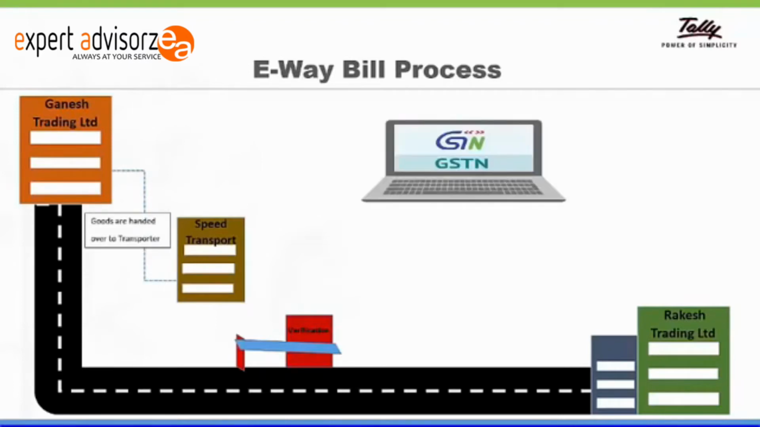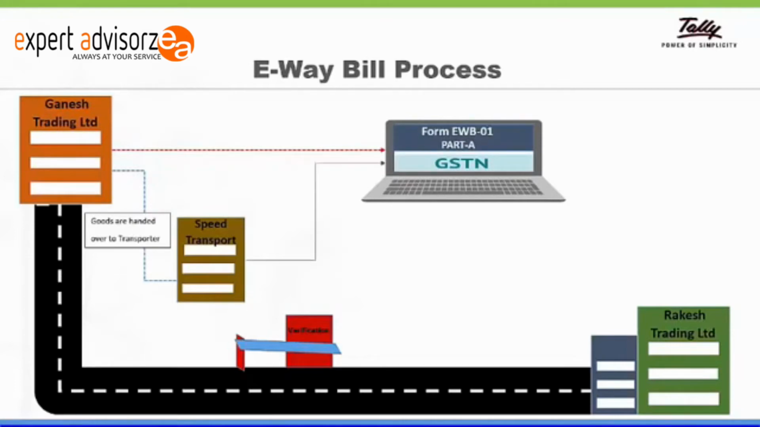So once it is done, Ganesh Trading Limited, the supplier, immediately updates his invoice details and transporter details, that is the transporter name, his transporter ID and so on. This forms part of Form EWB01 Part A. Once these details are filled, the transporter also logs in and updates his vehicle number. So the vehicle number is updated and the e-way bill details are filled.